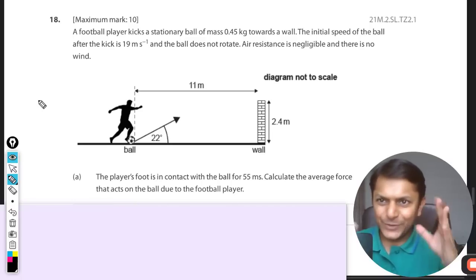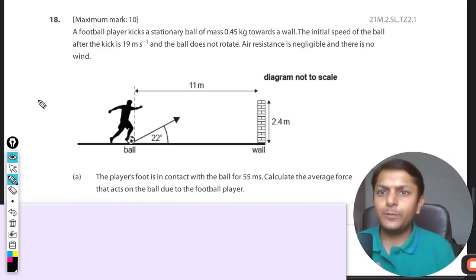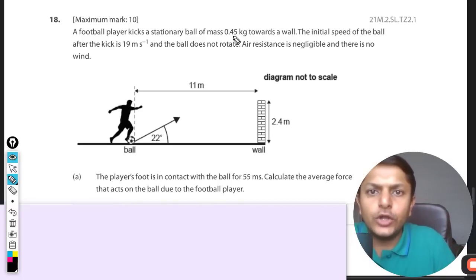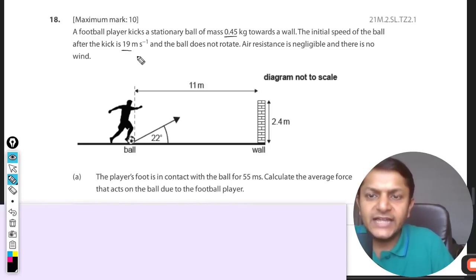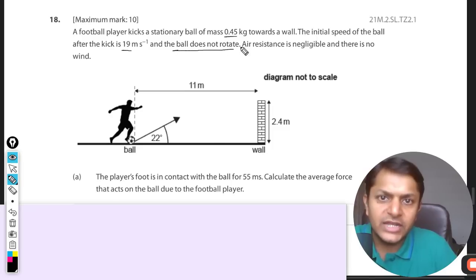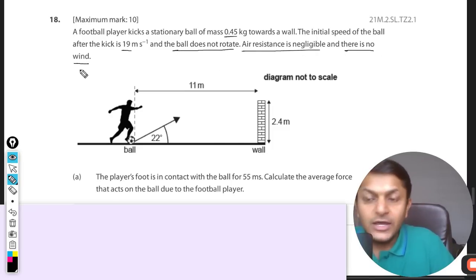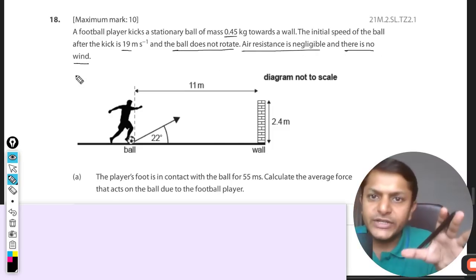Okay, dear student, let's see what is there in this question. A football player kicks a stationary ball of mass 0.45 kg towards a wall. The initial speed of the ball after the kick is 19. The ball does not rotate. Air resistance is negligible and there is no wind. So they have given all the conditions there.